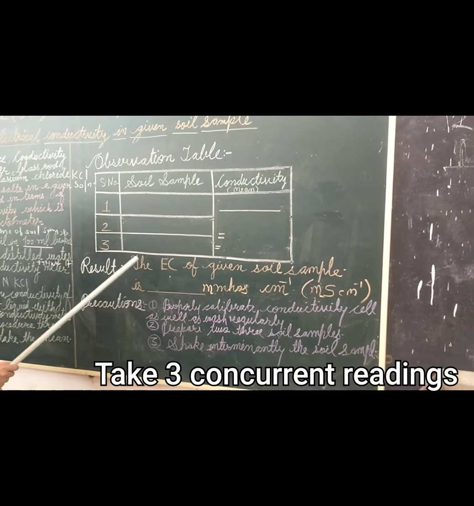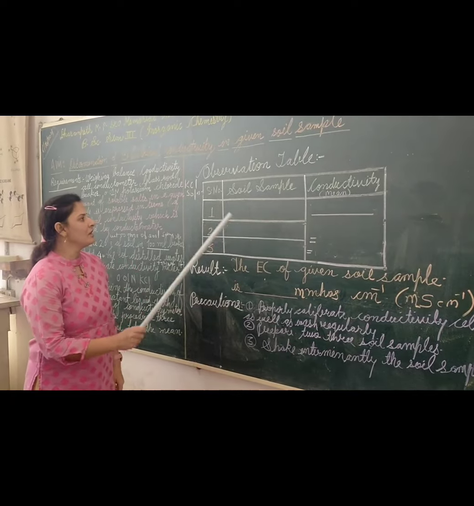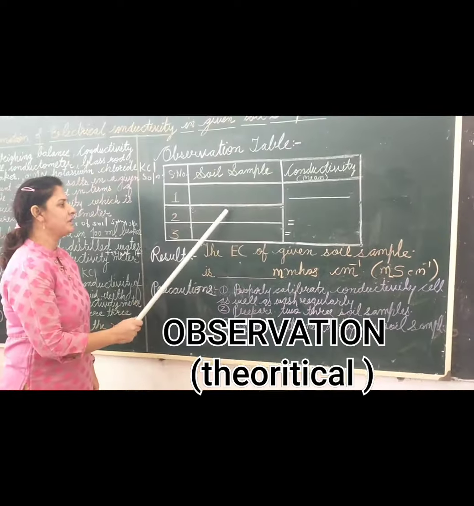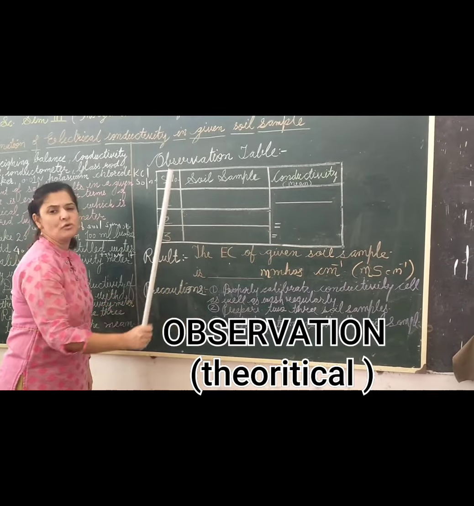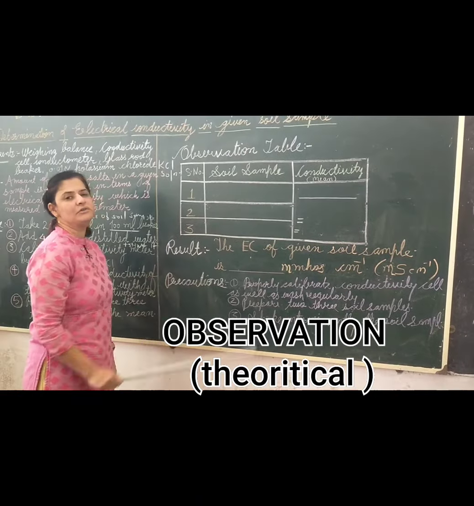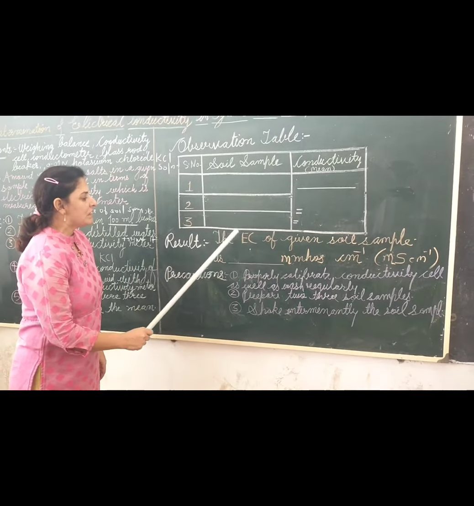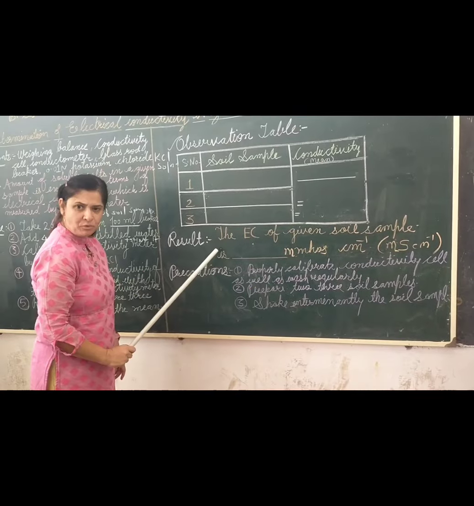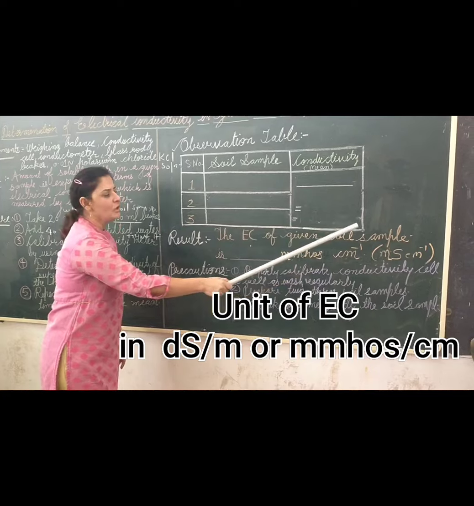Now, after the experimental part, we will discuss what we have observed. Here is our observation table and we have repeated the readings 3 times and we will take out the mean of our readings. Whatever the mean, that will be the electrical conductivity of our sample solution. The EC, that is the electrical conductivity of the given soil sample, is reported in units, that is millimoles per centimeter.